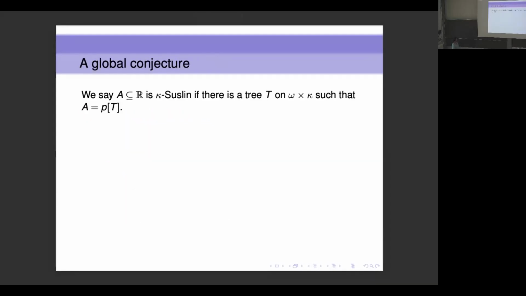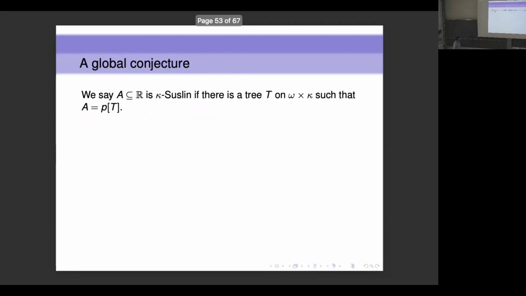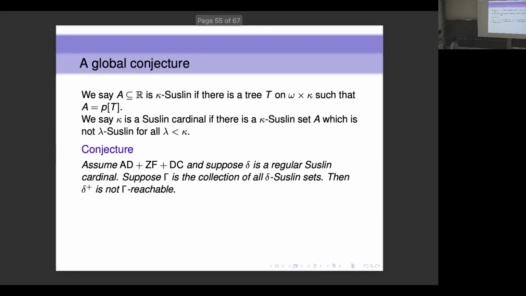Okay, so there is a global conjecture, because Omar was asking, can you say globally what's happening with these kinds of theorems, delta 1 to n plus 2 and so on? So what is delta 1 to n plus 2? It's the successor of delta 1 to n plus 1. Delta 1 to n plus 1 is a Suslin cardinal. And so the natural conjecture would be to do this.